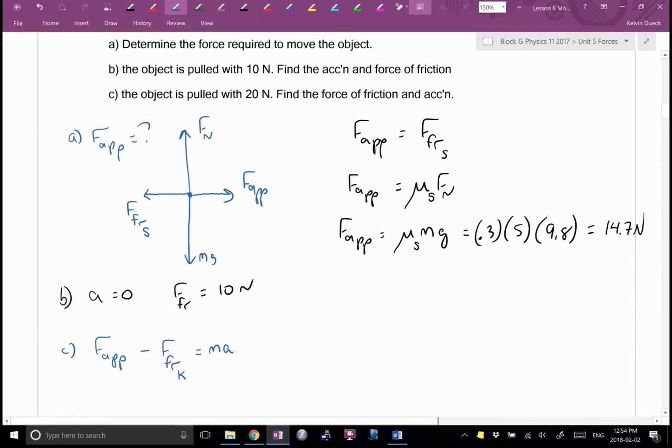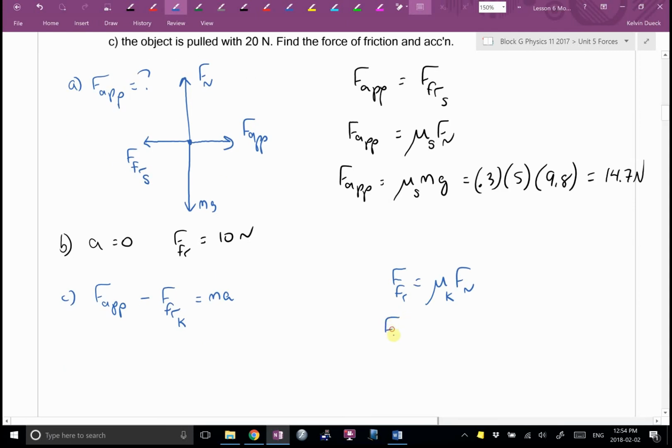What are we trying to find? Well, first it says find the force of friction. So let's do that right over here. The force of friction is still mu times the normal force, but now it's going to be kinetic. I don't know the normal force. Oh, but look. The force is the same size as the weight, so friction is going to be mu kinetic mg. I've scrolled down. Was mu kinetic 0.25? 0.25 times 5 times 9.8.